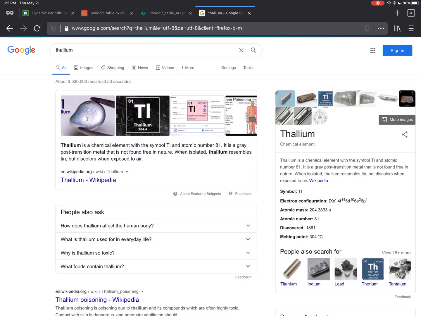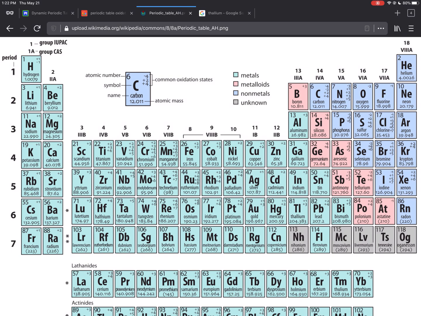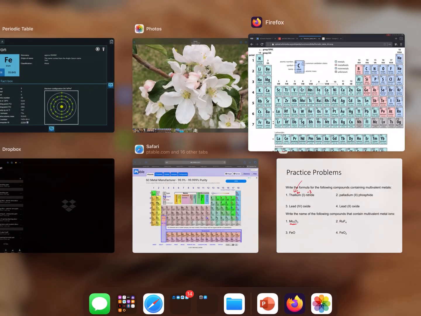Boom. All right. So thallium, Tl, here we go. It's number 81. Let's go back to our periodic table just so I can find it. All right, there it is. So element 81, and it has two oxidation states, +1 and +3. Well, if there's only one thallium showing up, it's got to be that +3 one.